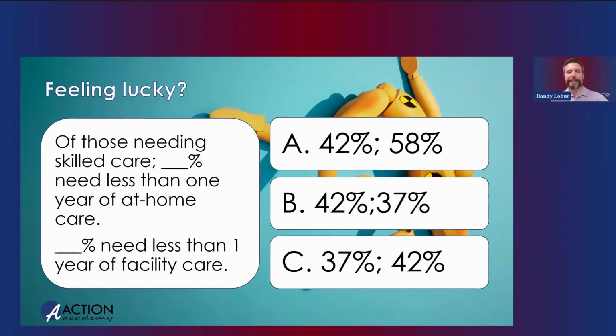And for those of you like Jessica today, chiming in with B on this one, you are absolutely right here as well. So if you are one of the 70% that needs skilled nursing care, there's about a 42% chance that you're going to need less than 1 year of at-home care, and about a 37% chance that you'll need less than 1 year of facility care. So less than 1 year happens to fit the definition of short-term care, and that's what we're talking about here today. And in the insurance industry, you're all about protecting your clients from potential risks.